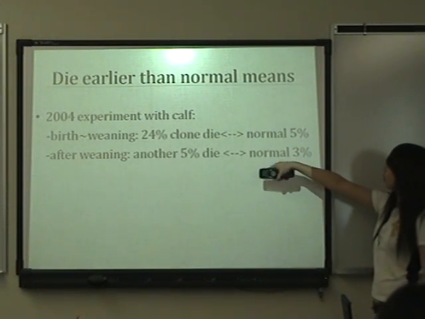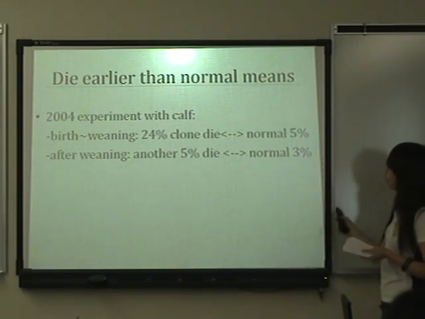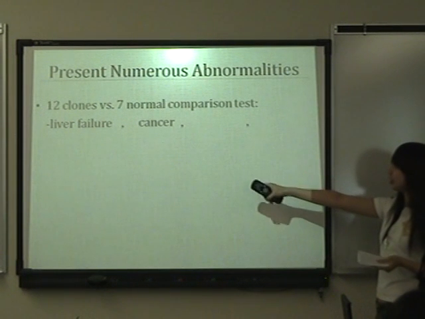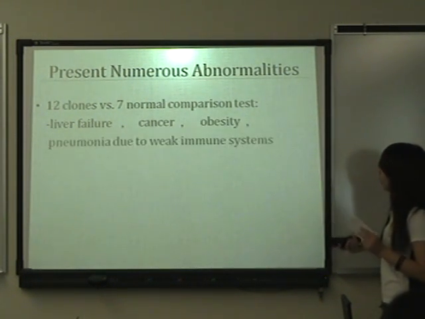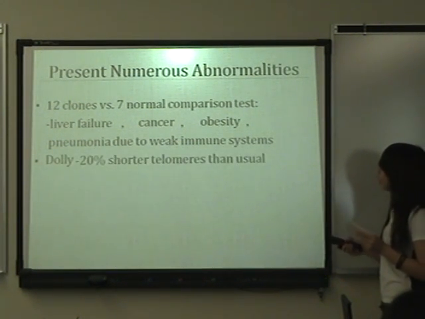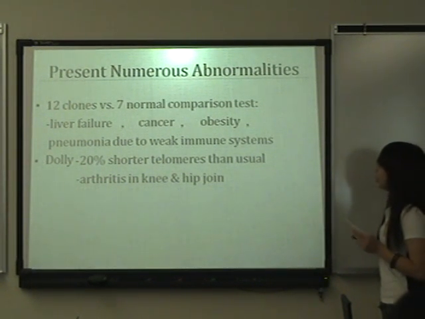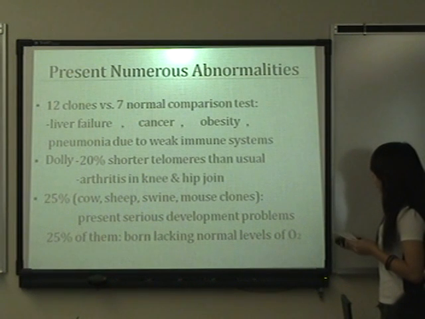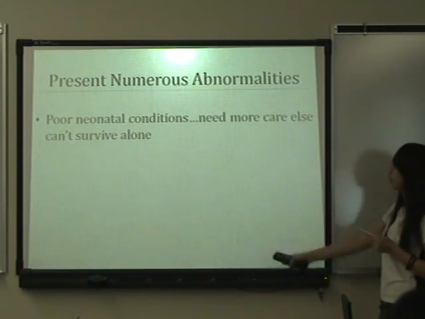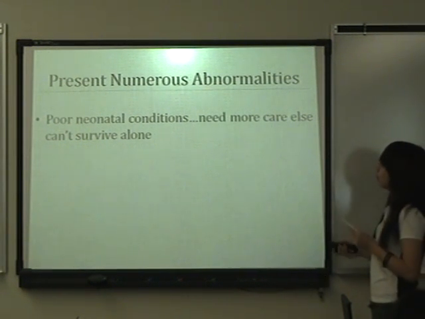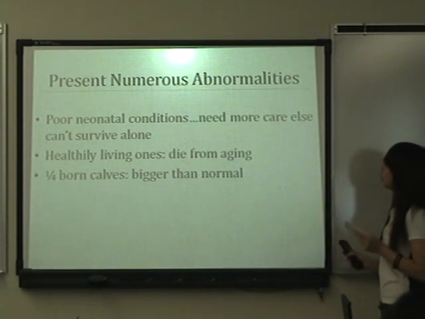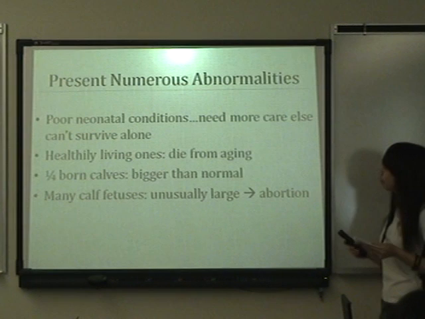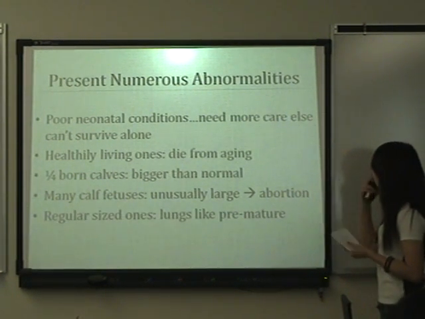So, some comparison: clones have a high probability of dying compared to a really low one for normal ones. So these are some of the abnormalities that are found. Cancer, liver failure, weak immune systems, and Dolly has 20% shorter telomeres than what is usual for her age, and then we have some other problems. The clones often need a lot more care, otherwise they can't survive alone. And even the healthy living ones die from aging, suddenly aging. And some clones are bigger than normal, even really big when they're babies, so that they need to be separated.